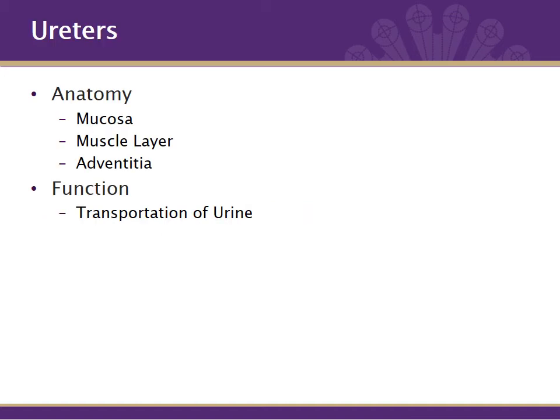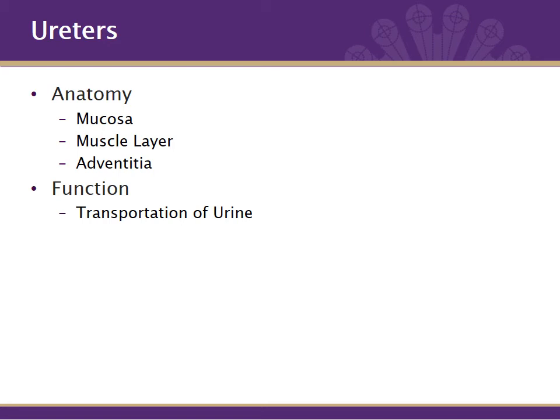Urine leaves the kidneys by way of the ureters. The walls of the tubes are made of 3 layers. First, the mucosa is the inner layer. It is made of transitional epithelium, recall back to histology, and that transitional epithelium is really good at stretching, which is essential in the urinary system to accommodate the fluctuations in urine output. That begins at the minor calyces and extends through the bladder.